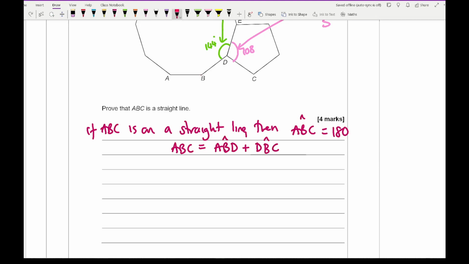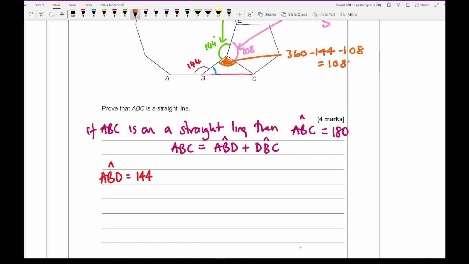So what I need to do is work out what this angle here is, and I also need to work out what this angle here is. Now I know from the diagram that this angle here is 144. So ABD is equal to 144. Now to work out this angle here, let me just use a different colour. What have I not used? Orange. So to work out this angle here, that's going to be 360 minus 144 minus 108, which equals 108 degrees.